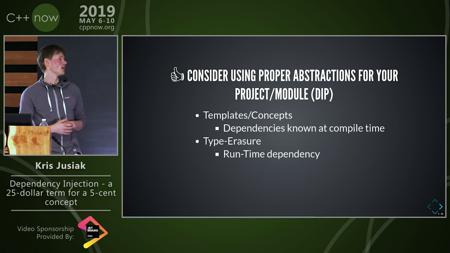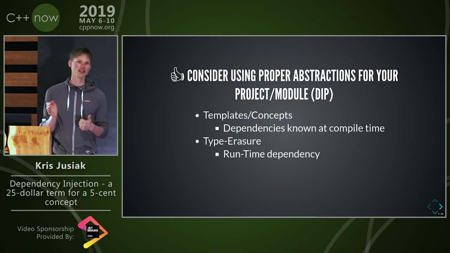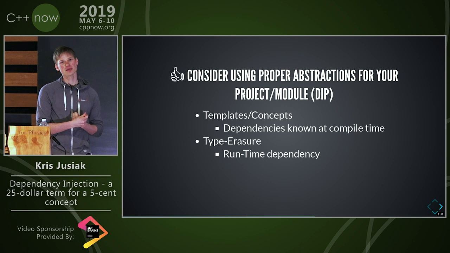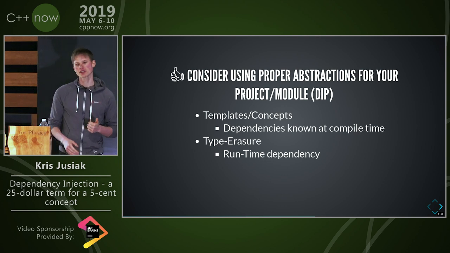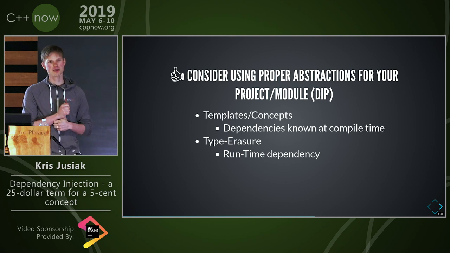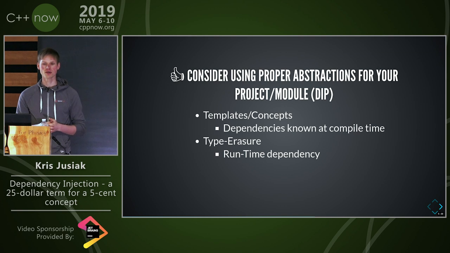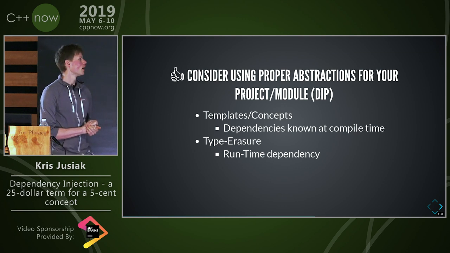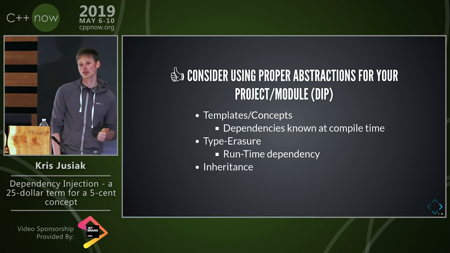Type erasure. I would say if you have a runtime dependency, just go for type erasure. Either std function or in place function is actually better, because it lets you control the small buffer optimization, and std function not as much. So performance wise it would be worse, and it does have some code bloat. But it's still better than inheritance, in my opinion. So for runtime dependency, I would go for type erasure.